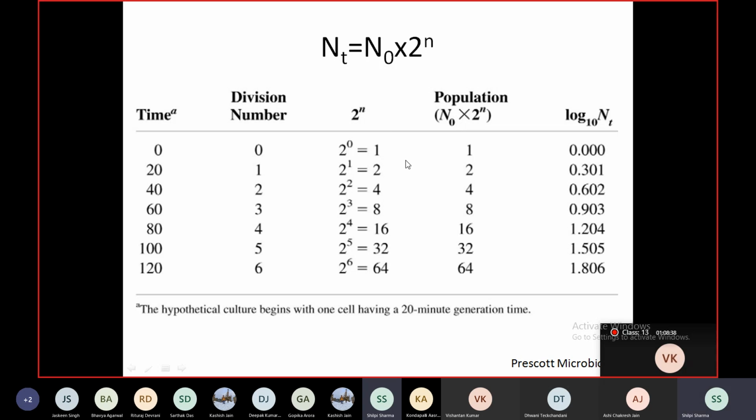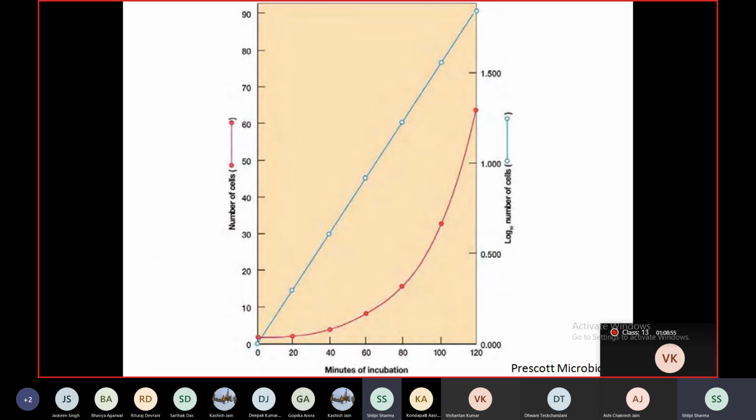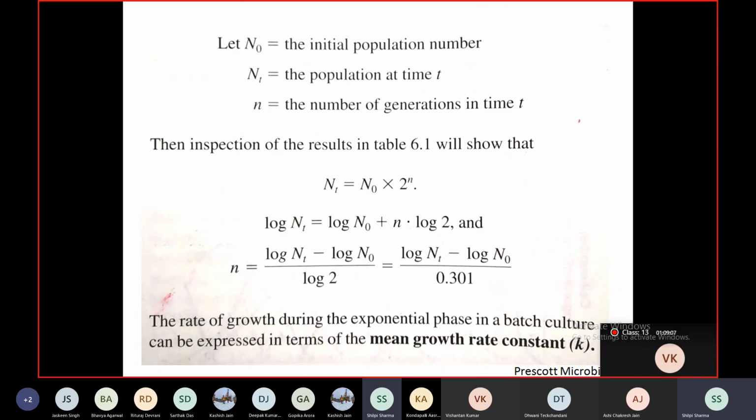The increase in population is always 2^n, where n is the number of generations. So the final population Nt, that is N after time t, will be N0 times 2^n. And this is the kind of values that you get, which when you plot on an arithmetic scale and a logarithmic scale, you will notice that the growth curve is exponential. You look at the log plot. Now, due to the predictability of growth in this phase, this is the phase which is used for calculating the time taken for bacteria to double in number, which I just mentioned as generation time.